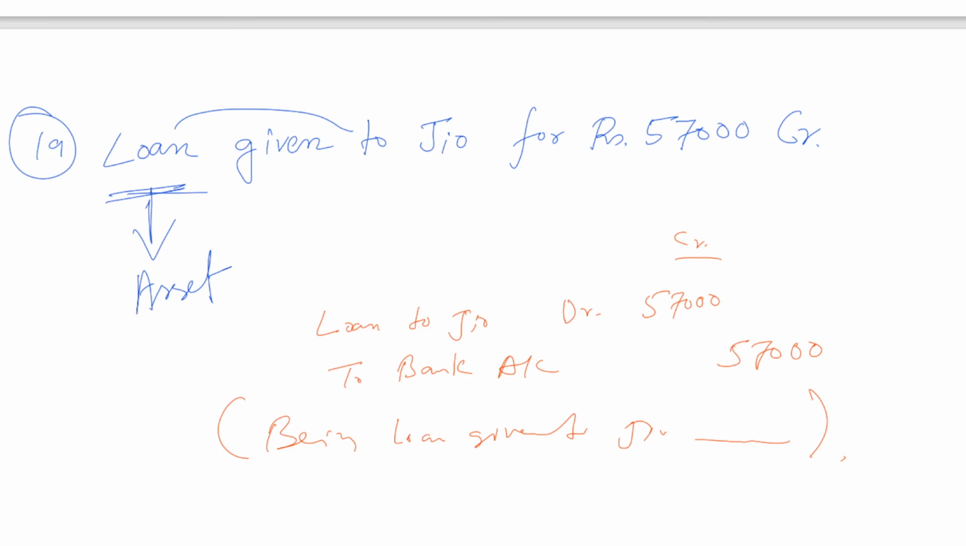If you take a loan, then we will receive the money, and that cash amount will be debited, and loan from the particular client will be credited. Is it clear, Vishnuji? Here in this case, loan to Geo is our asset because we have given the loan to Geo.